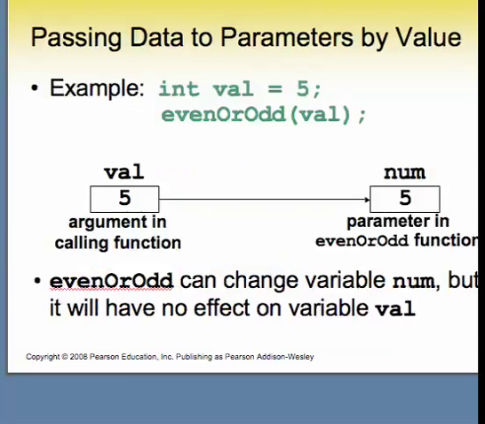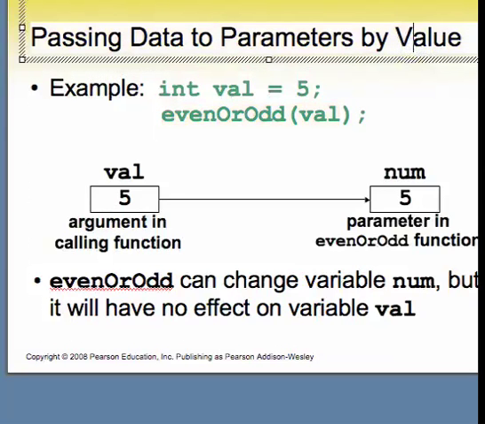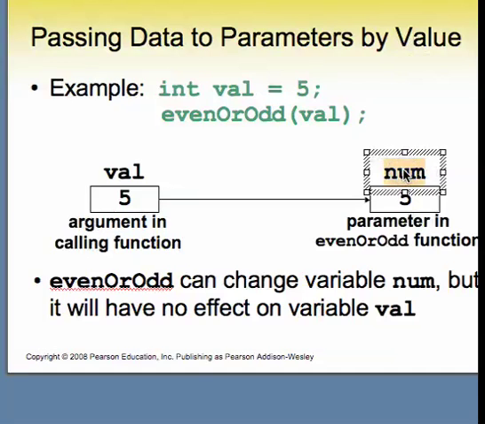Okay, here's a simple example from our PowerPoint notes. If val is 5 and we have a call in main that says evenOrOdd(val), we're passing val to a function. Let's suppose the function has a parameter called num. Whatever we do to num in the function has no impact at all on val in main. Let's take a closer look at this.